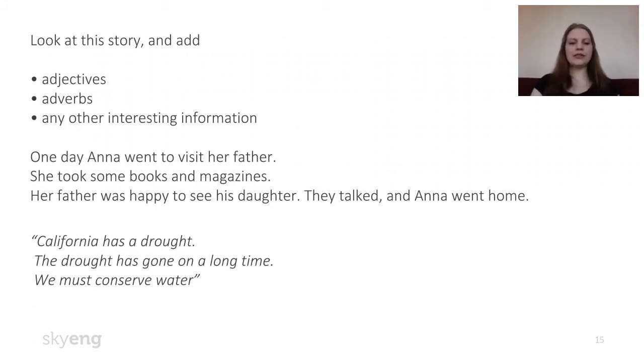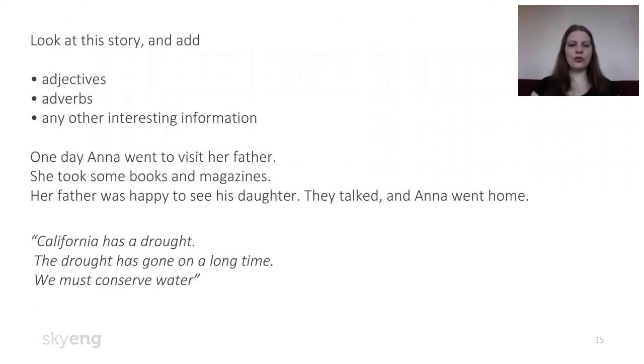And finally, there are some tasks and exercises which are targeted specifically at simplistic vocabulary and simplistic writing. In the first one, you have a very simple story which you can easily prepare yourself. So one day Anna went to visit her father. She took some books and magazines. Her father was very happy to see his daughter. They talked and Anna went home. You give your student this kind of simplistic story and ask them to look at it and add adjectives, adverbs, and any other interesting information, so as to expand the story.